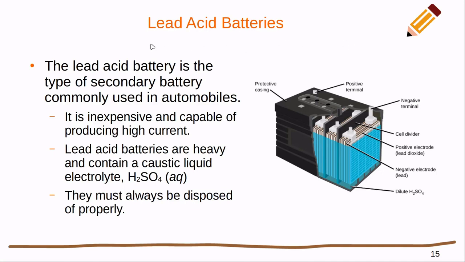So when you're talking about something being economical and reusable, lead acid is still king for large scale batteries. These are the type that you're going to see in your car. Lead is a heavy metal, and it does contain caustic sulfuric acid. You may have heard of battery acid before. So these materials are cheap.